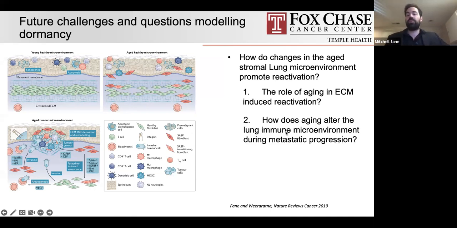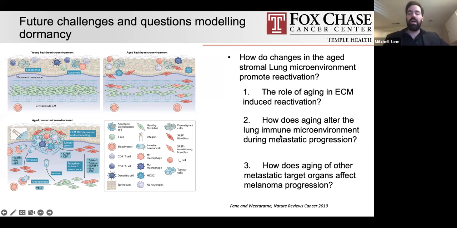We're very interested in the lung immune microenvironment. We have some very cool data at the moment, which I hope to share in the future once we're able to analyze all of that. And then, of course, how does aging affect other target organs?